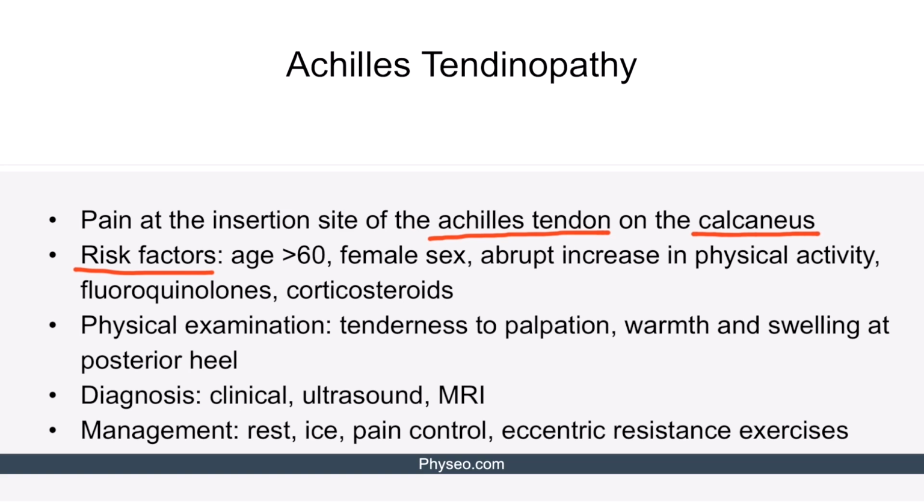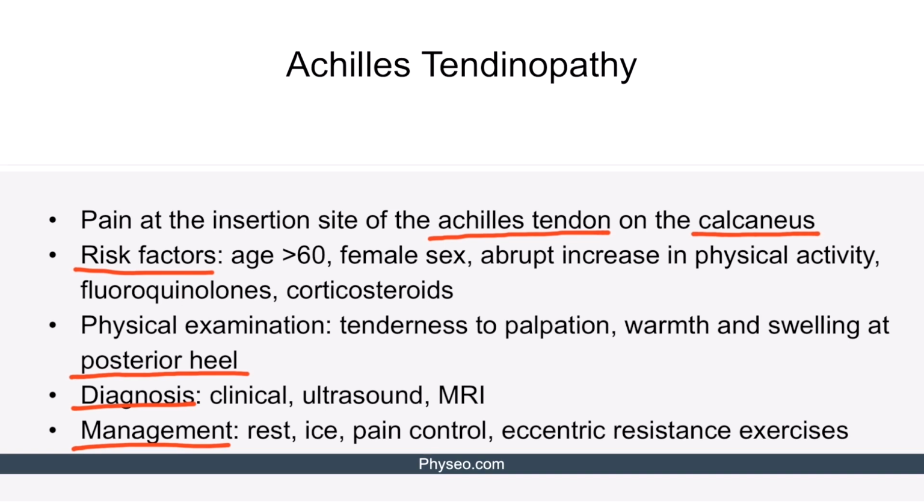Physical examination typically reveals tenderness to palpation and warmth and swelling at the posterior heel. The diagnosis is clinical and can be confirmed using ultrasound or MRI. The management is conservative with rest, ice, pain control, and a specific type of physical therapy called eccentric resistance exercises.